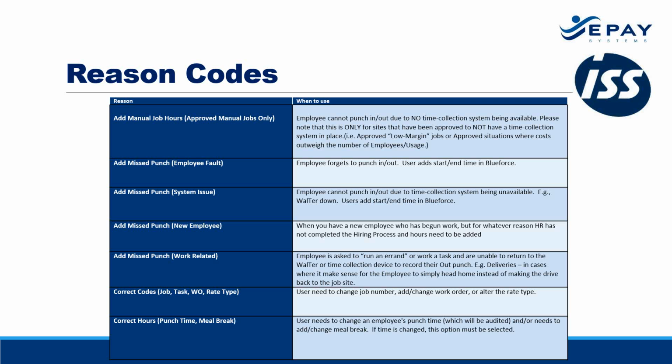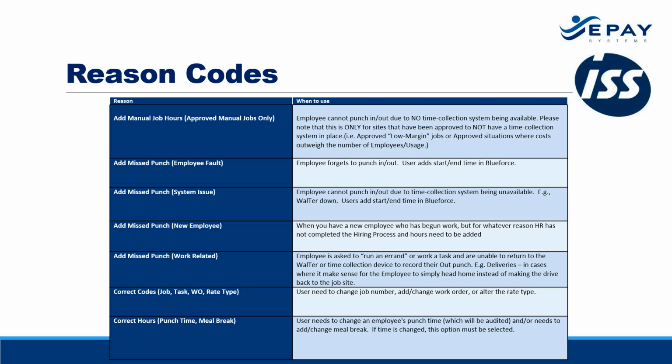Now, I will guarantee you that right now around the company, that list is very, very short. We don't have that many manual jobs. It's just a handful. And these are because maybe they're in the middle of nowhere, maybe they're at a place where we cannot put in a time collection device on any of the four methods, or bottom line, they're low margin jobs. So in those cases, those are manual job hours. And that's the only time we use that reason code, when we actually have a manual job.